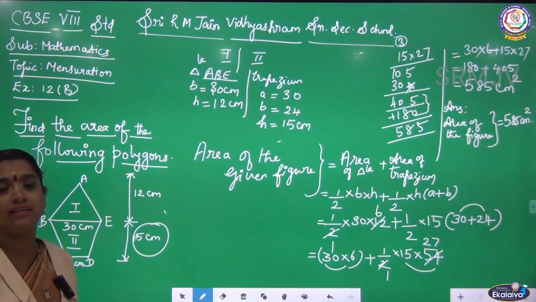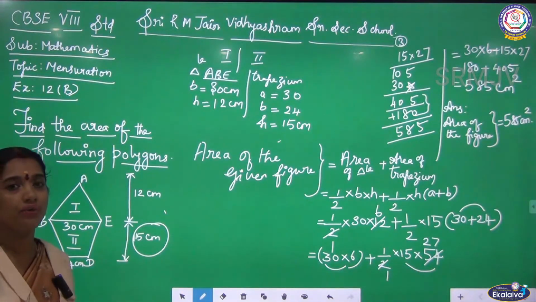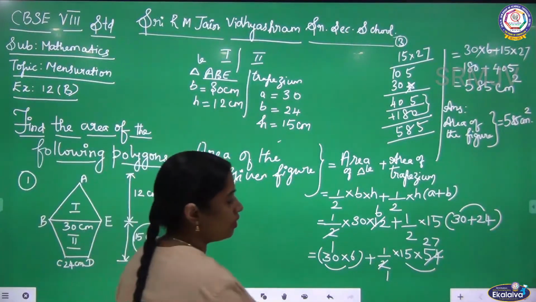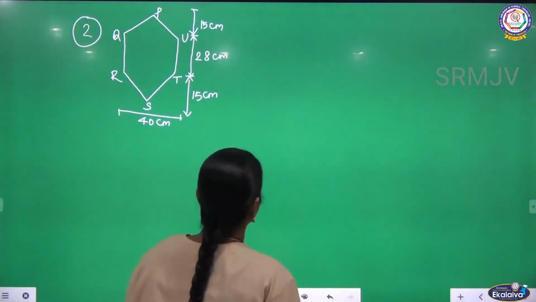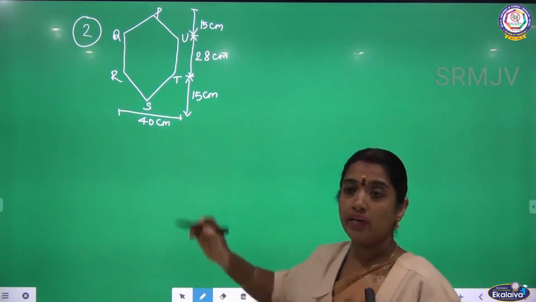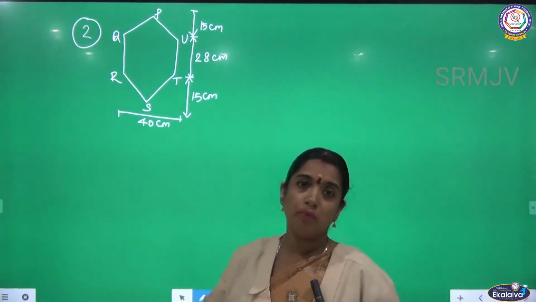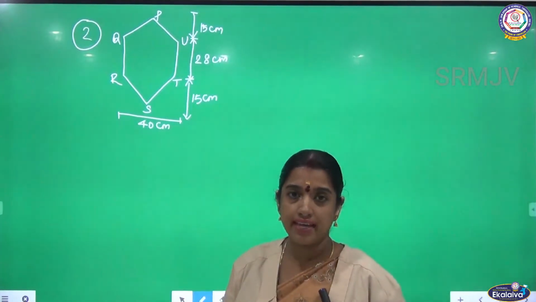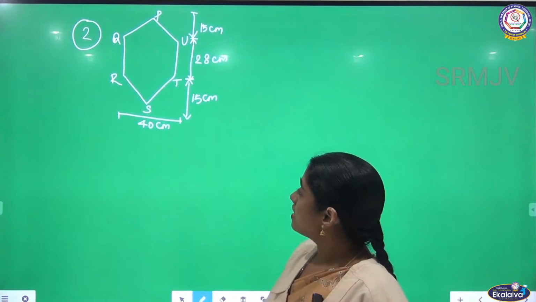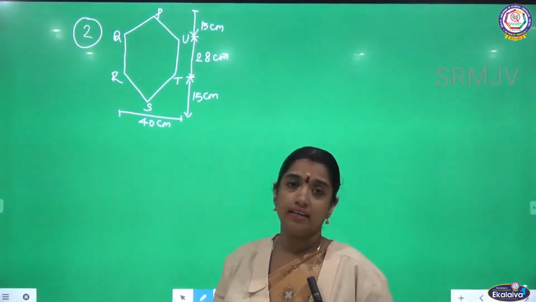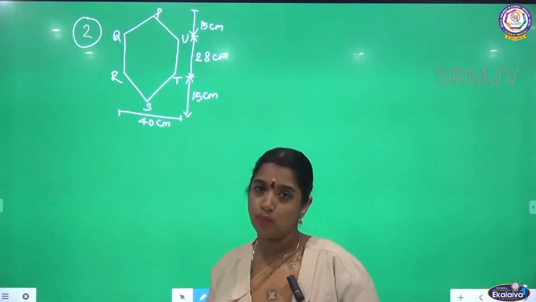585 centimeters square. Any doubt in this? Now I will move on to the next one. See this polygon. How many sides do you have? 6 side polygon. 6 side means what? Hexagon. See this. I am going to find out the area for this 6 side polygon.